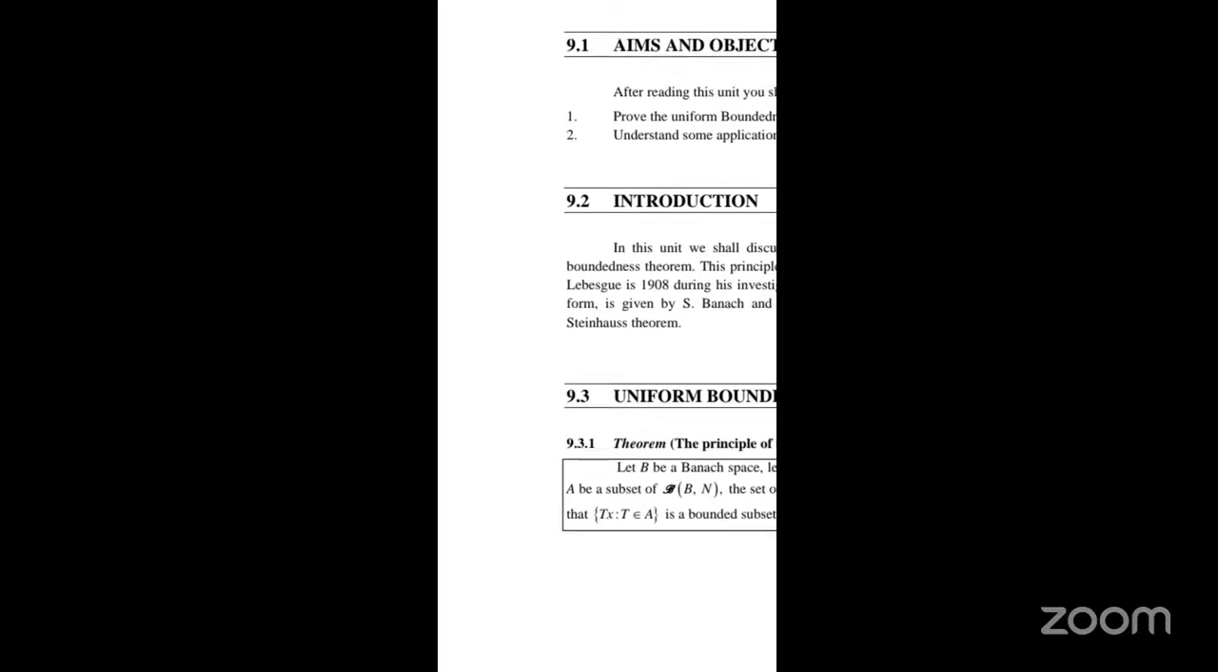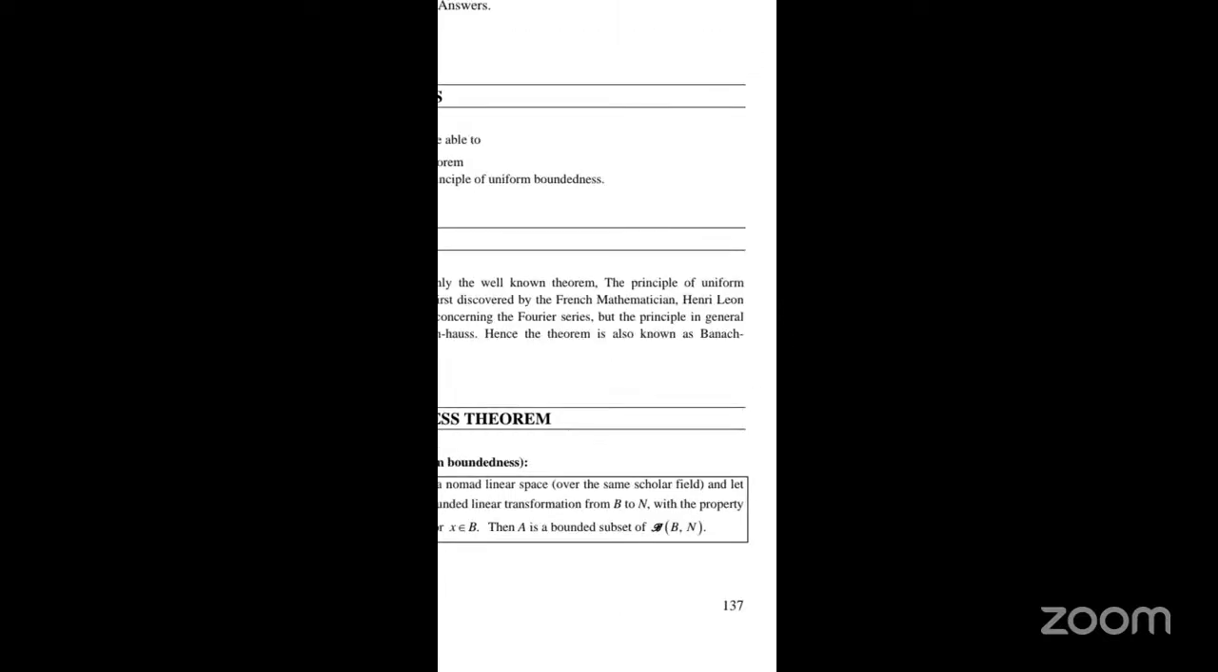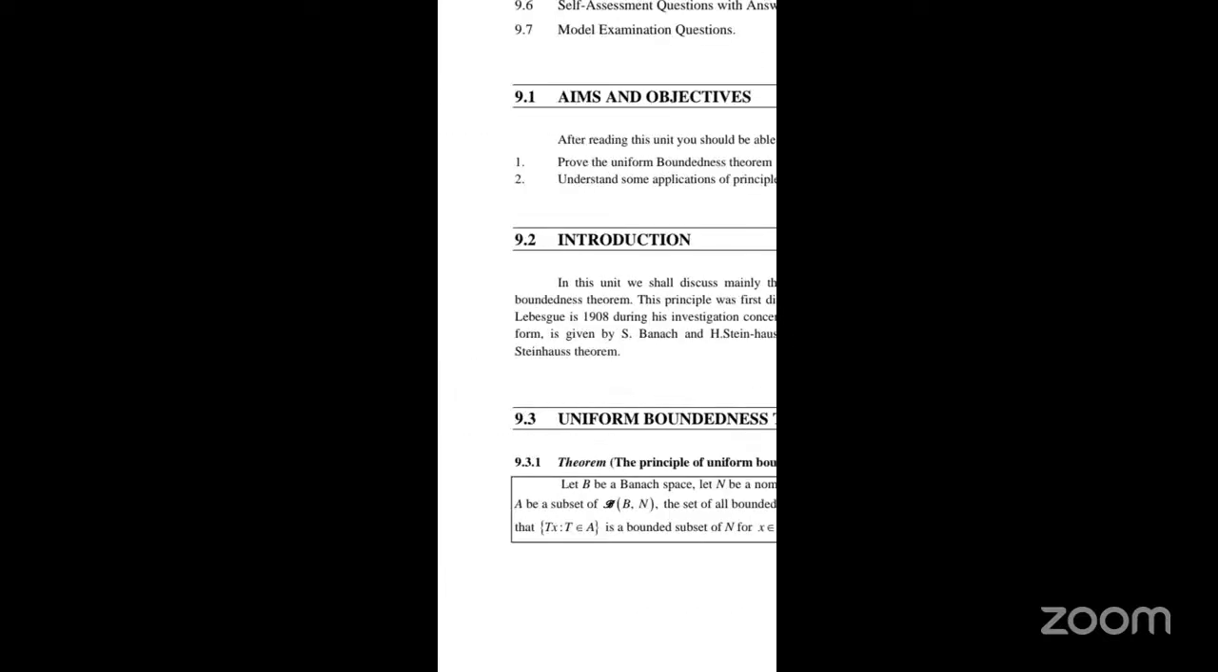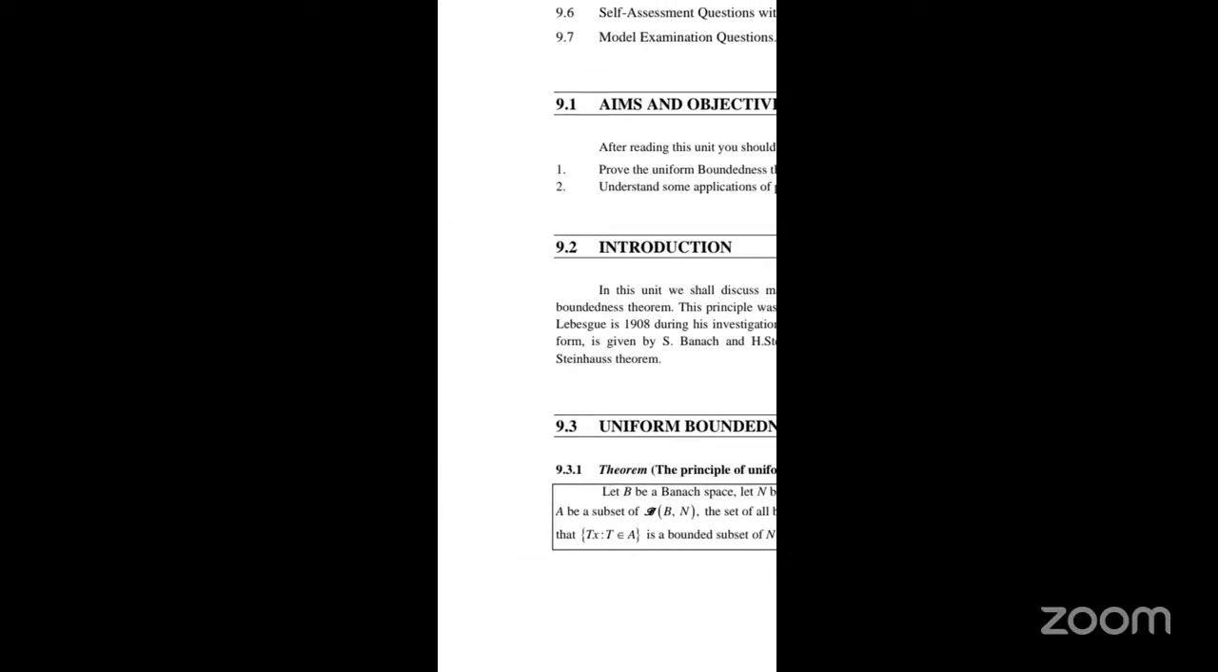So here, according to this one, the set of all bounded linear transformations, we are taking any one of the subsets, capital A. That is defined from capital B to N, with the property that the set of Tx, so here capital T also belongs to capital A, is a bounded subset of N, for the given set of Tx, such that T is also one of the transformations given in the subset.